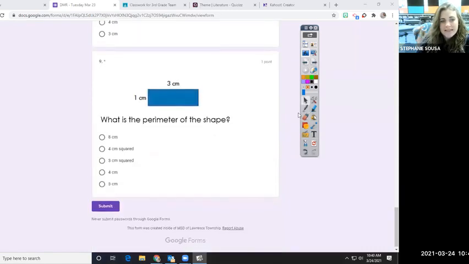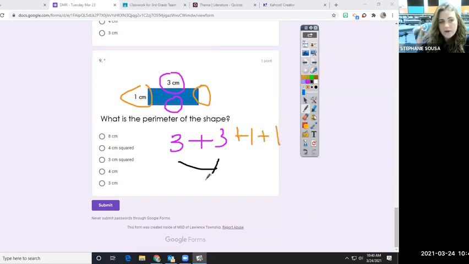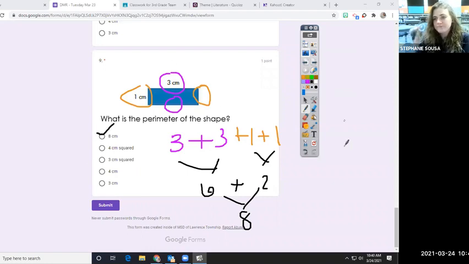Perimeter is addition. 3 plus 3 for the top and the bottom. 1 plus 1 for the left and the right. When we add those together, it will give us the total distance around the shape, which is the perimeter, and that is 8 centimeters. Okay.